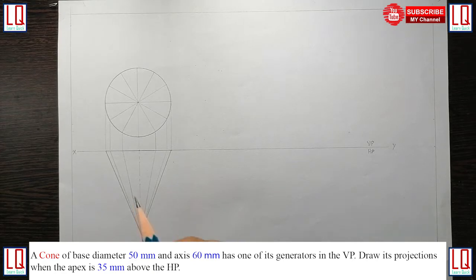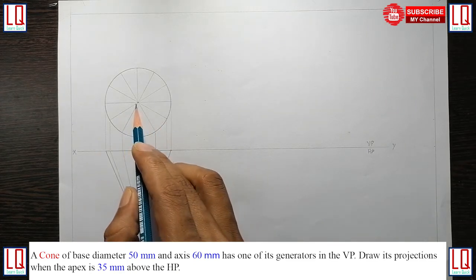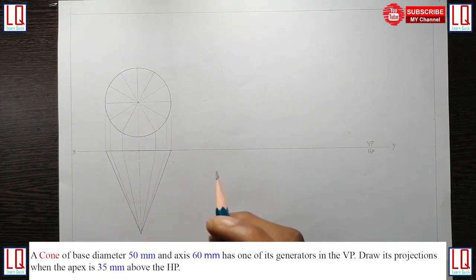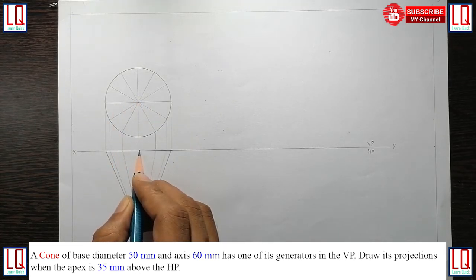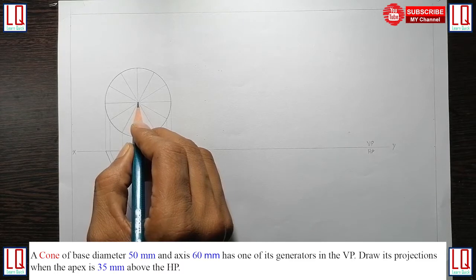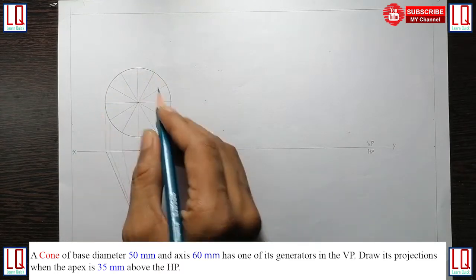Now we will read the third part of the question, which says: draw its projection when the apex is 35 mm above the HP. So we have added one more parameter, that is the apex. This point is 35 mm above the XY line. So you have to keep a distance of 35 mm, make a point, and then make this circle.